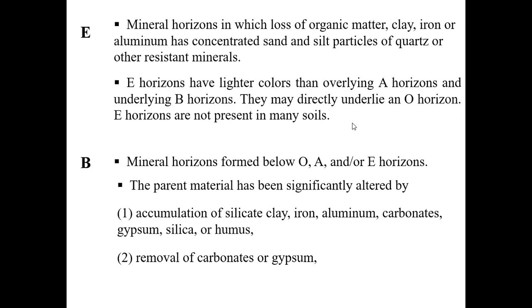The B horizon is also a mineral horizon, students, followed by O, A and or E. E is optional; it may or may not be present. Sometimes O will be there, A also will be there. After O and A, generally B will be present. The parent material is significantly altered, students. How is it altered? Whatever material is leached from A, there will be accumulation of silicate, clay, aluminum, everything will be deposited. And sometimes we can say removal of carbonates or gypsum. Calcium components like carbonates or gypsum, we will definitely lose all of this. That's why you can see alteration of parent material taking place in the B horizon.